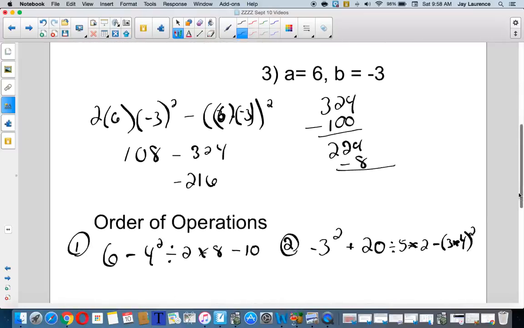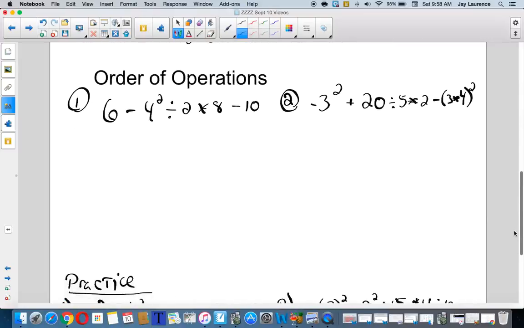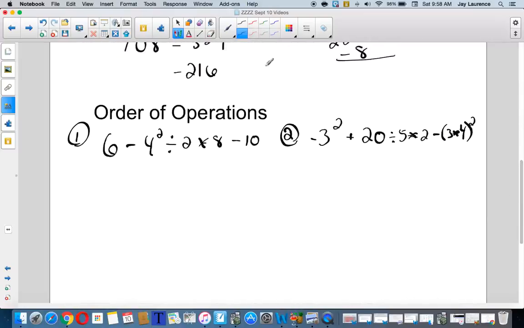Okay. Now, order of operations. I'm going to walk through these two, and then I've got to pause the video and you can see the answers. All right, so in this problem, the highest level in the order of operations I see is an exponent. So I'm going to do 6. Now remember, the negative is not being squared. Why? Because the negative is not inside parentheses with the 4. It's just the 4 being squared, so it's being 6 minus 4 squared, which is 6 minus 16.